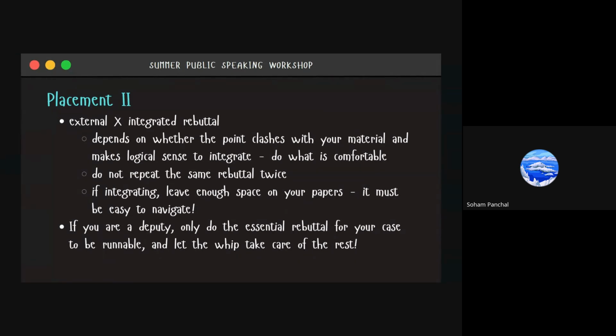Then you put that out first in your deputy speech, and you could give the second point for the whip to handle, and proceed with the debate in that. Okay, sir.